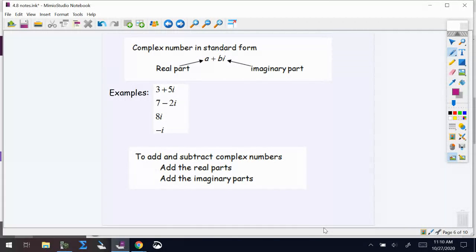A complex number is any number that has both a real part, which is usually denoted with the letter a, and an imaginary part, which is written as bi. This is called the standard form of a complex number. The real part comes first, and then the imaginary part comes second.